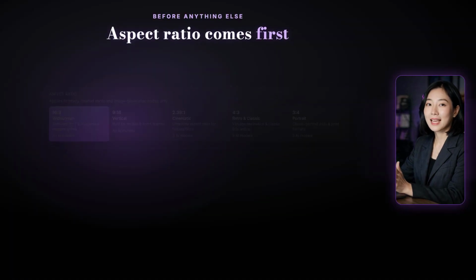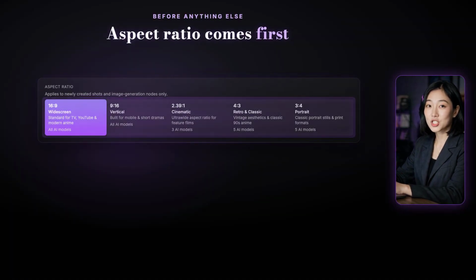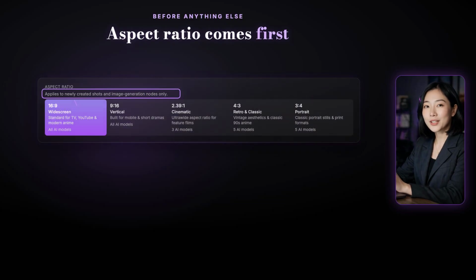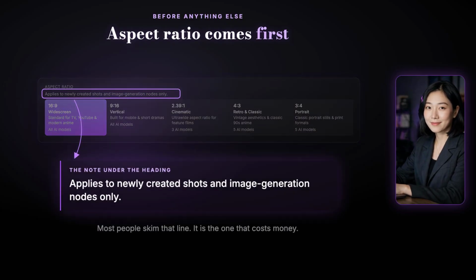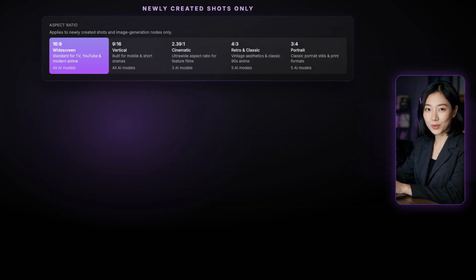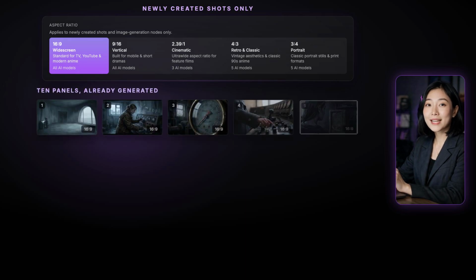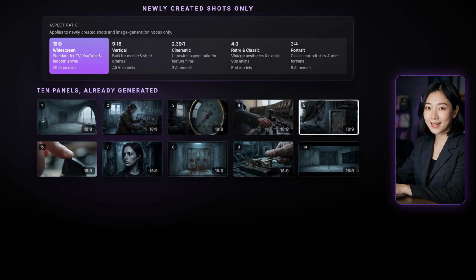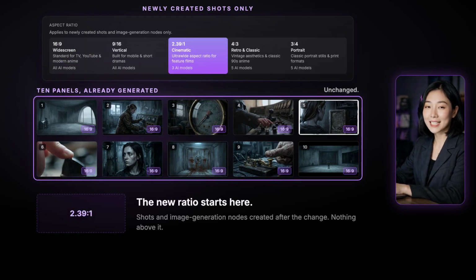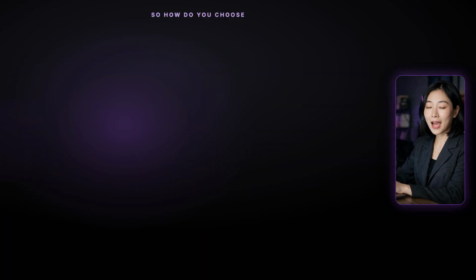Before anything else, aspect ratio. Check it now, because the note under the heading is not decorative. Newly created shots only. If you generate 10 panels in 16:9 and then change your mind, those 10 panels stay 16:9. So, how do you choose?